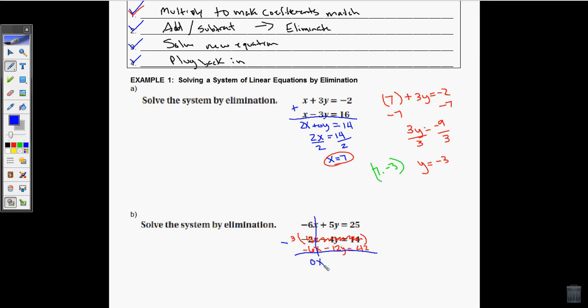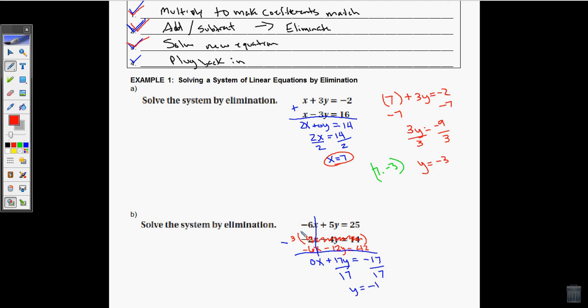Makes me get 0x. 5y minus negative 12y, well, that's a double negative. So that's 5 minus negative 12. It's just like adding, so that's plus 17y. And then 25 minus 42 gets me negative 17. I added or subtracted, and now I have to solve this new equation. I divide by 17 and divide by 17 to get y equals negative 1. Solve a new equation, done.